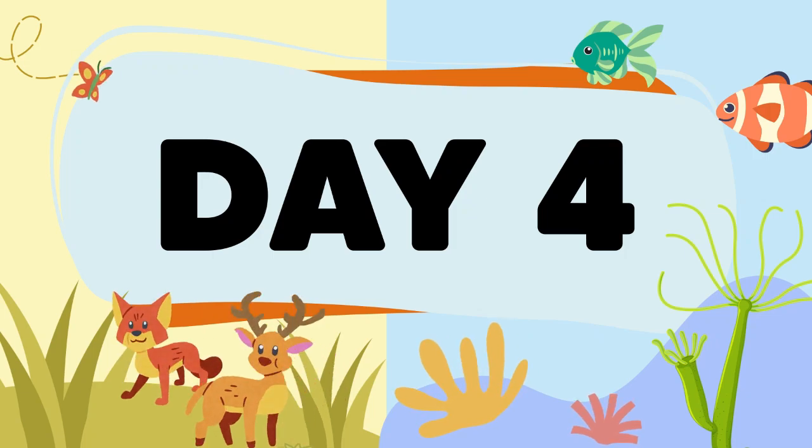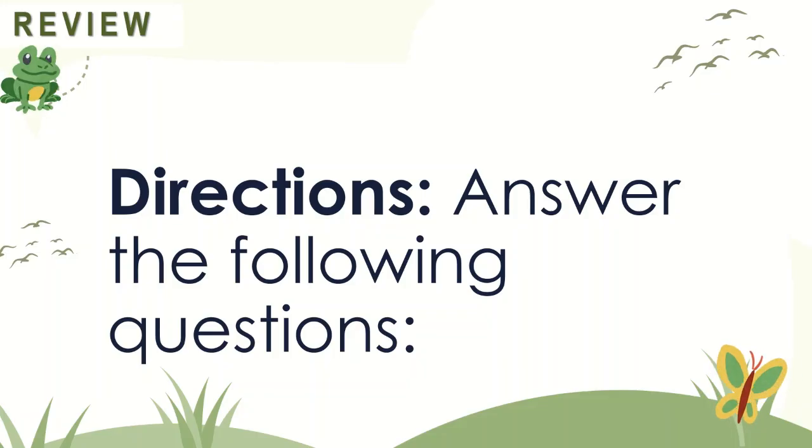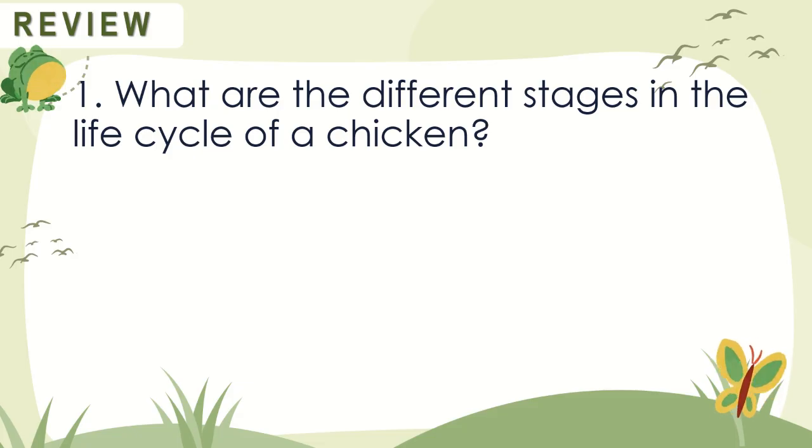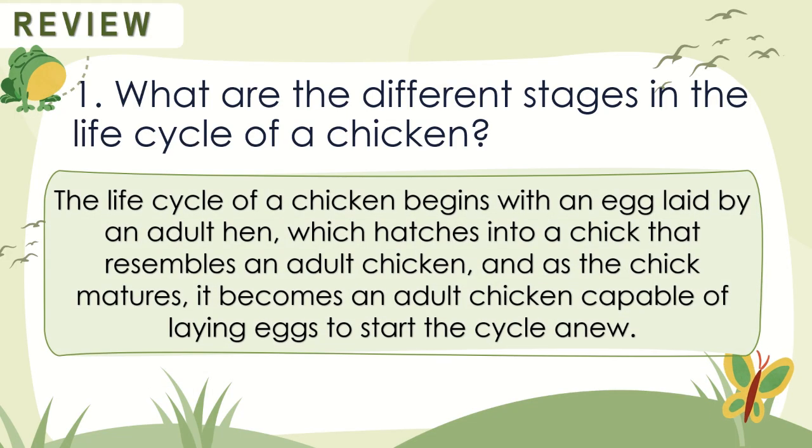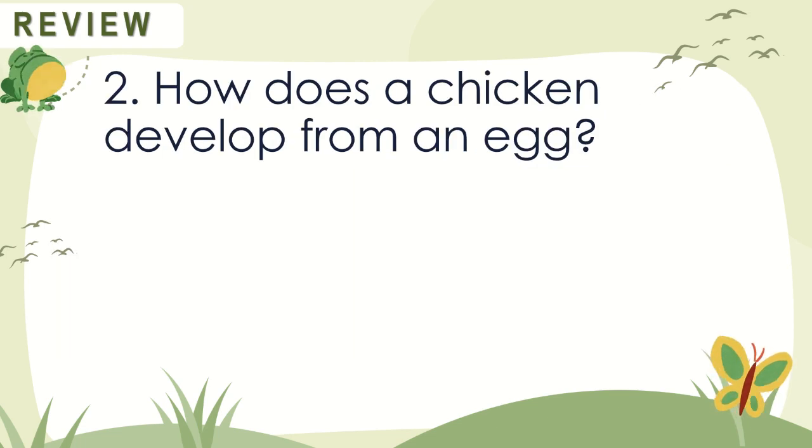For day 4, answer the following questions. What are the different stages in the life cycle of a chicken? You're right. The life cycle of a chicken begins with an egg laid by an adult hen, which hatches into a chick that resembles an adult chicken. And as the chick matures, it becomes an adult chicken capable of laying eggs to start the cycle anew. How does a chicken develop from an egg?